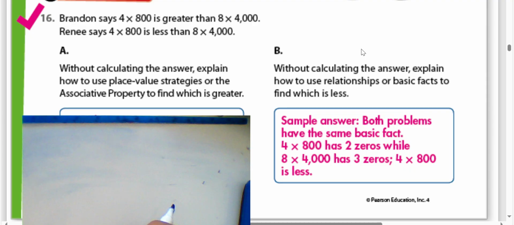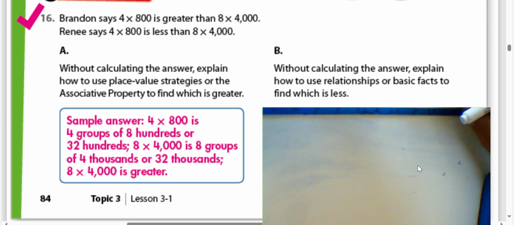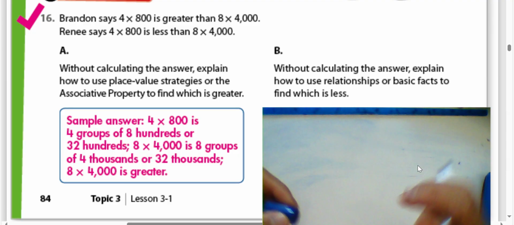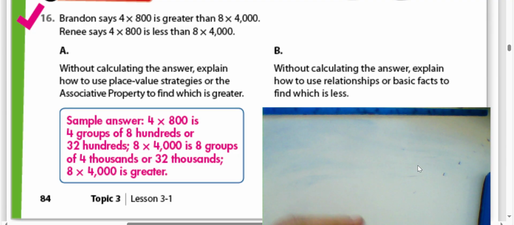Okay, next question. So you can write this answer here. Simple answer: 4 times 800 is 4 groups of 800, or 3200. 8 times 4000 is 8 groups of 4000, or 32,000. 8 times 4000 is greater.